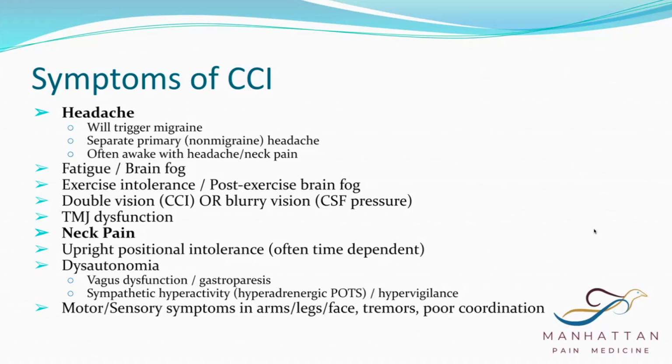We'll often see TMJ dysfunction, and I say dysfunction very broadly because it can present a variety of different ways. But if C1-2 is unstable, that will affect the articulation of the jaw, and just the mechanics of the jaw are often thrown off when C1-2 is affected. Of course, neck pain, I put it in bold because it's obvious, kind of like the headache. And the neck pain can have a variety of presentations as well.